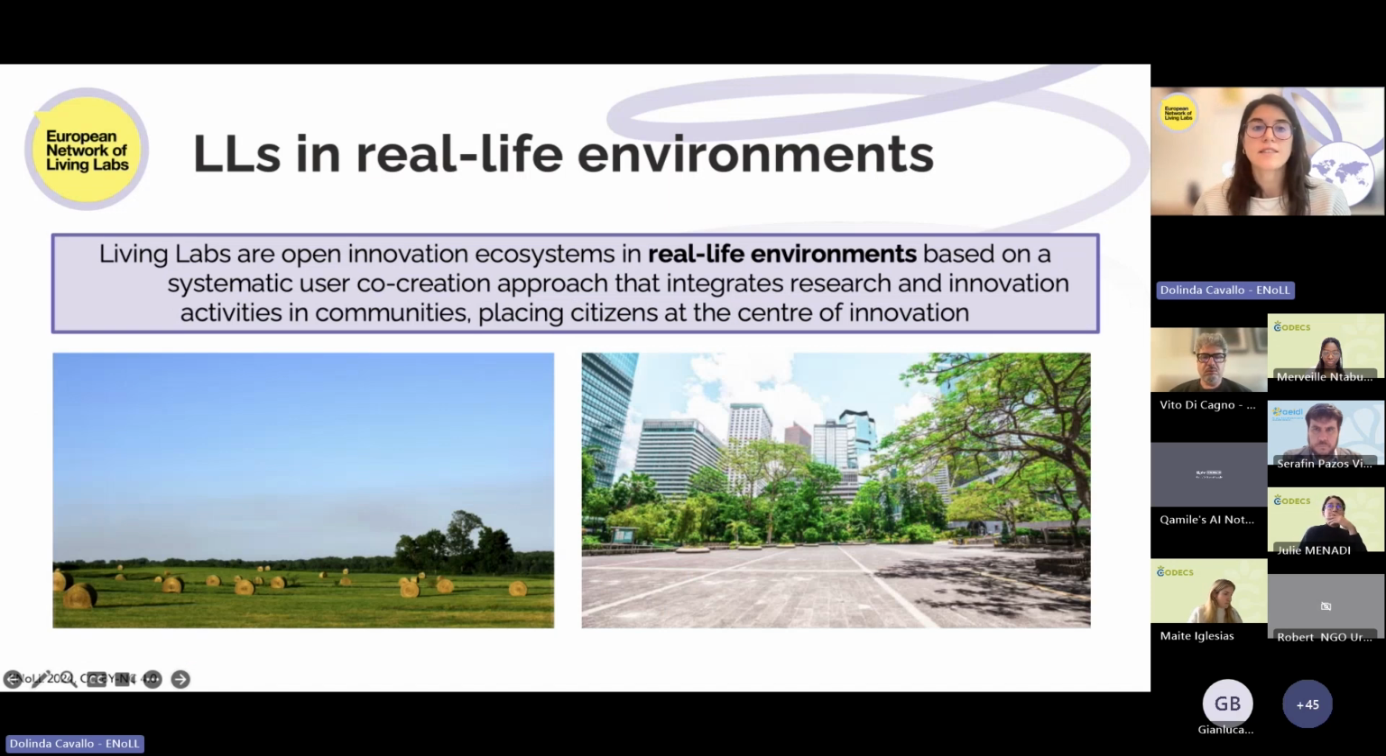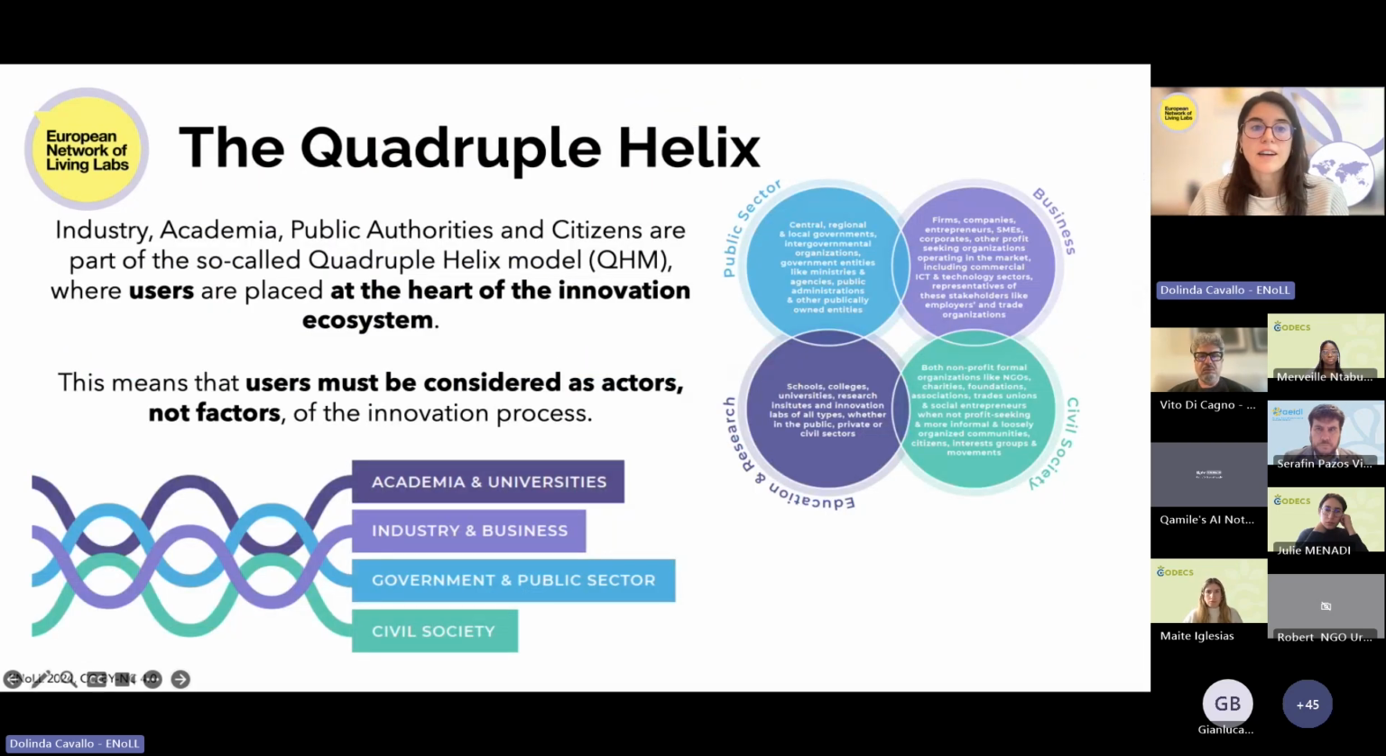It is essential that living labs are placed in a real-life environment, because this can avoid a gap or a failure when the innovation then has to be carried out in the real-life environment. And so this is another definition of how users should be at the center of the quadruple helix model. The users are the actors, not the factor that is involved just at the end of the innovation.